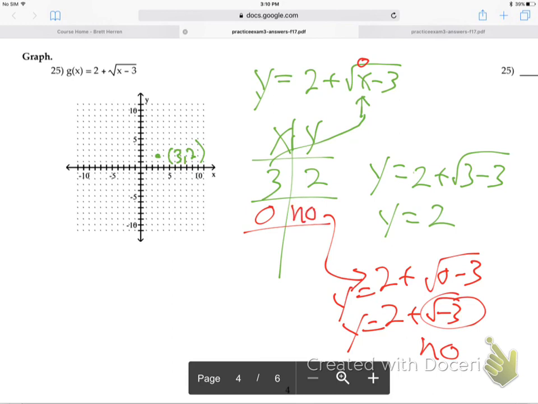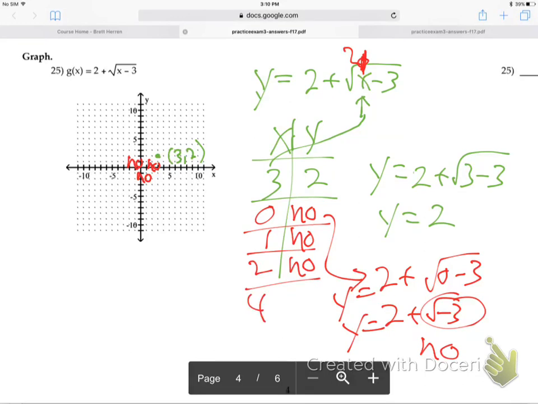So that means no. If you put in 1, you'd also get a negative in the root. No. If you put in 2, 2 minus 3, negative 1. Those are all no-nos. So at over 0, no. At over 1, no. And at over 2, no. So there should be no graph there. Oh, so the graph doesn't go to the left. It only goes to the right of 3. So now let's go to 4.